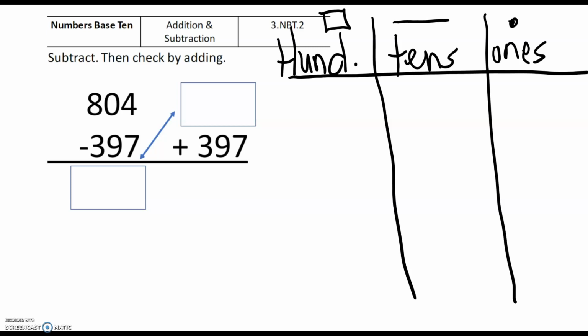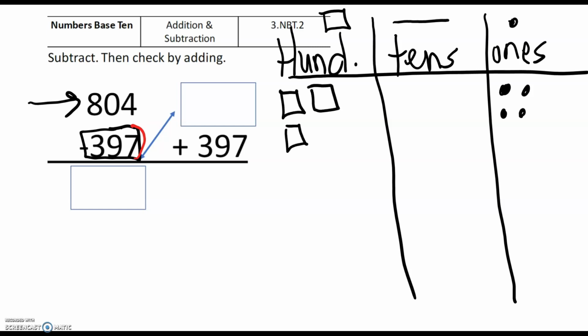To begin with, I know I have my whole amount. My whole amount is 804, and I'm going to take away 397. Well, before I start, I should probably draw my picture. I have 4 ones: 1, 2, 3, 4. I have no tens, so I put nothing there. And then I have 8 of these hundreds: 100, 200, 300, 400, 500, 600, 700, 800.